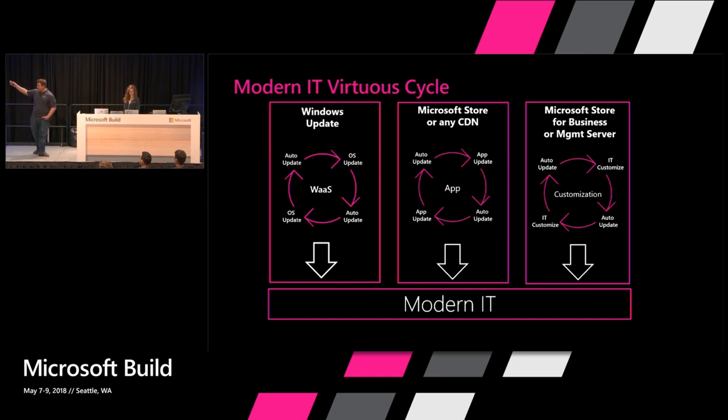So if we look at the diagram up here, we show that in a modern IT cycle, I can take those updates from Windows Update on a regular basis, and I shouldn't have to think about repackaging my app. If I'm an ISV distributing an app, I should be able to publish that app from the Microsoft Store, or actually any CDN I want. If I give it to an enterprise, they can host it within their own enterprise, or you can publish it from your own website.